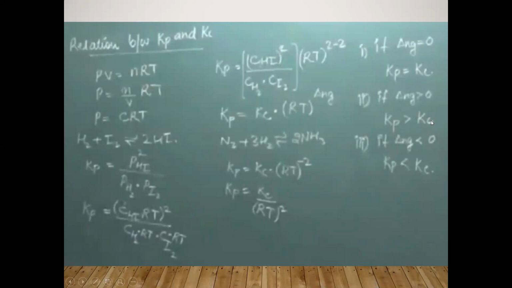And if the value of delta Ng is less than 0, meaning the value of delta Ng is negative, like here, then what will happen? If the value of delta Ng is negative, then this whole value will become negative. Then in that case, the value of Kc will be more than the value of Kp, because if this is negative, then the value of Kp will be lesser.